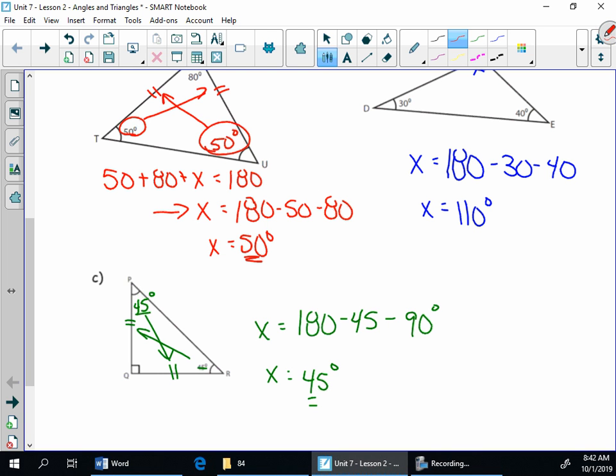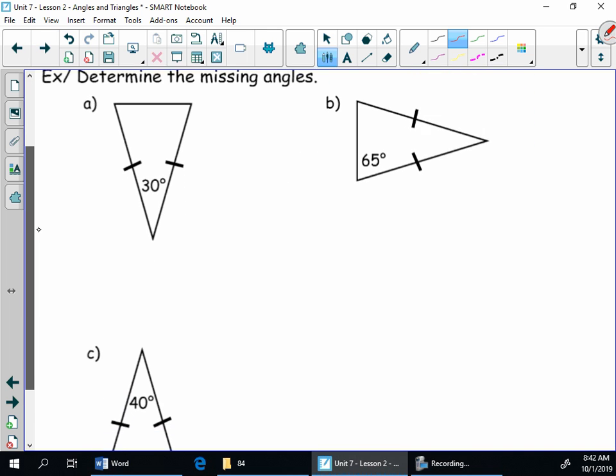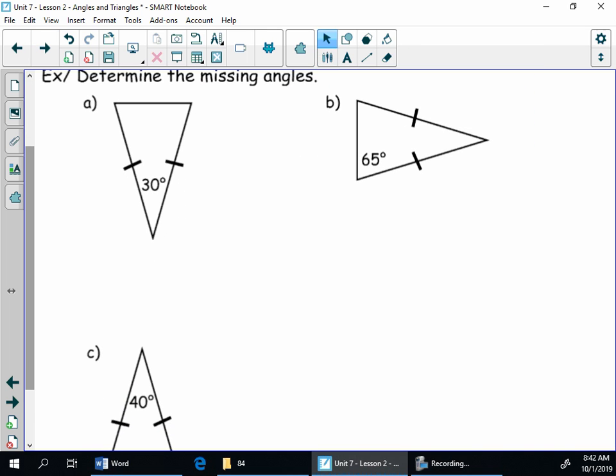It does matter which side gets the dashes because it tells me which angles are the same. Well, this is a really powerful kind of idea because it can allow me to solve triangles that have one angle given in them. So let's take a look at these examples. I notice I got some dashes, dash 1, dash 2. Across from this dash, I've got an x. Across from this dash, I got an x. How do I solve this triangle?